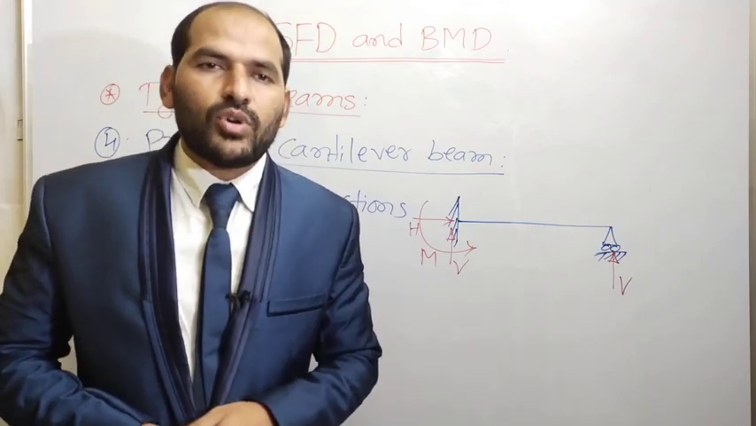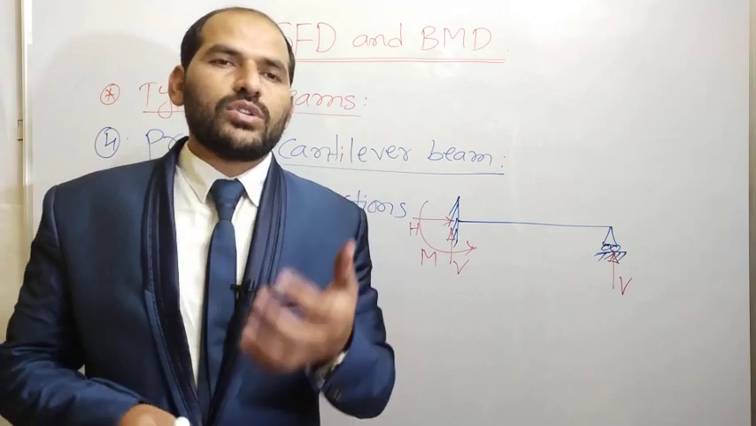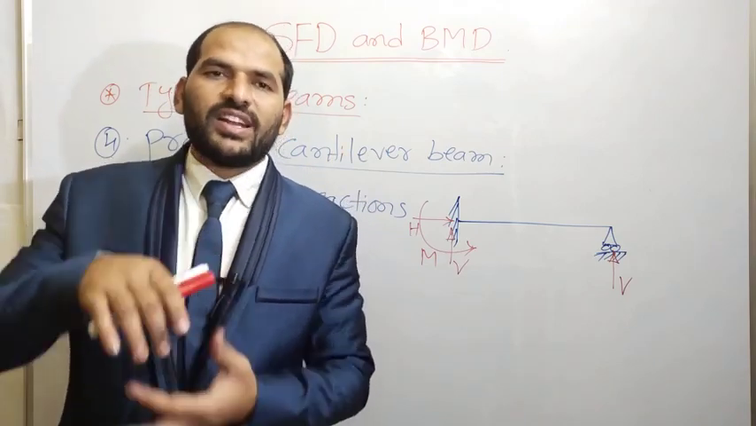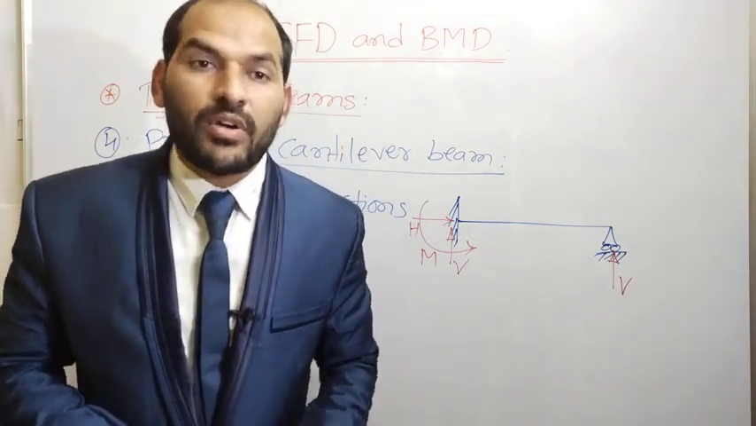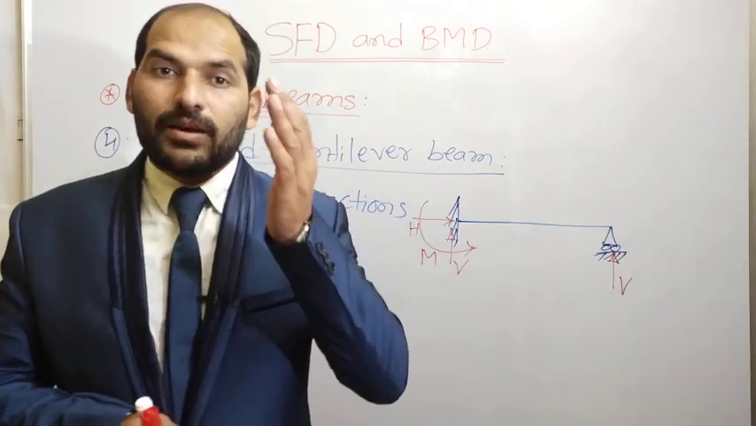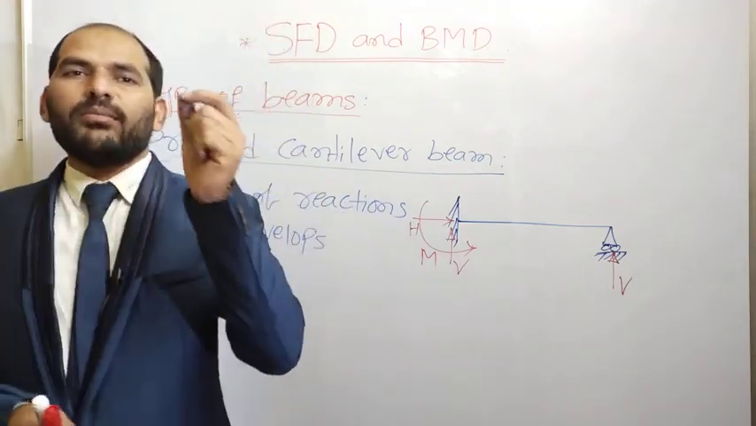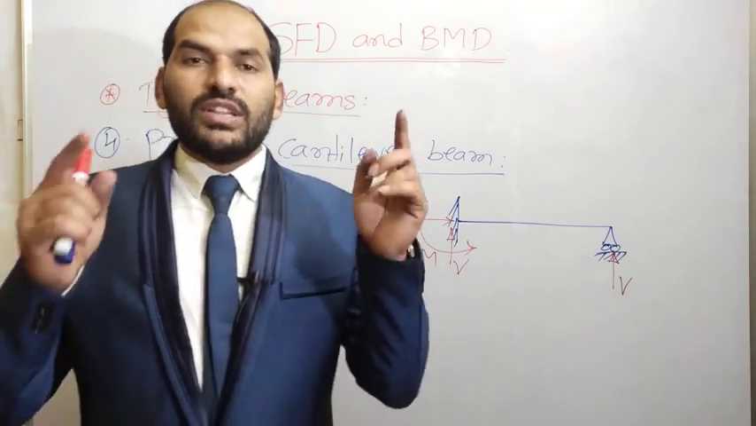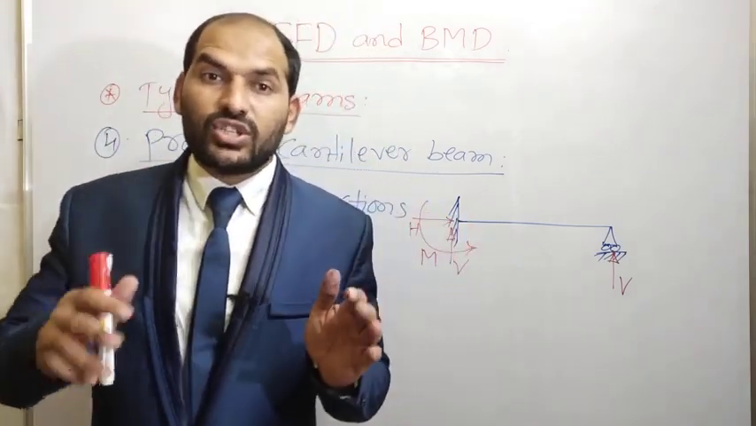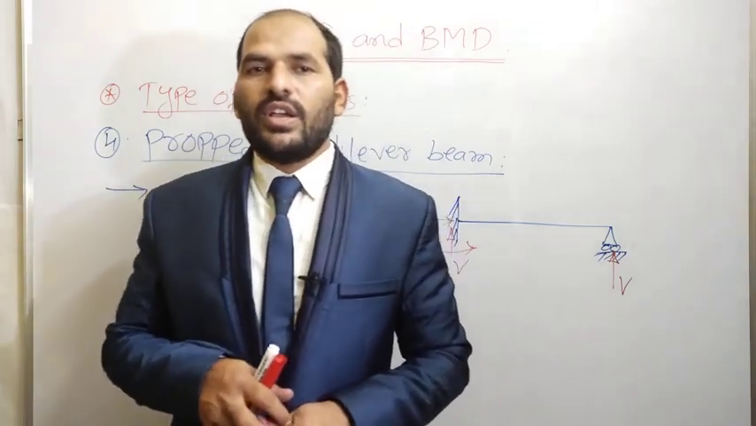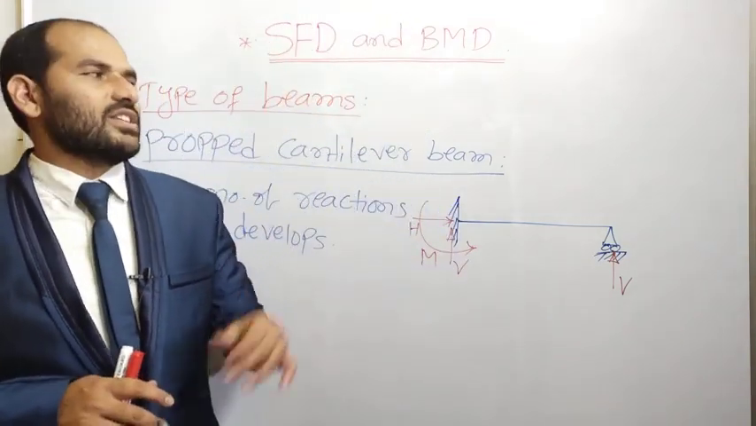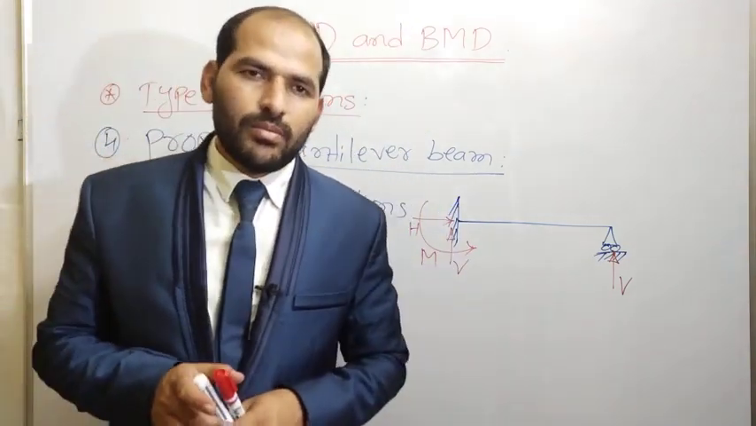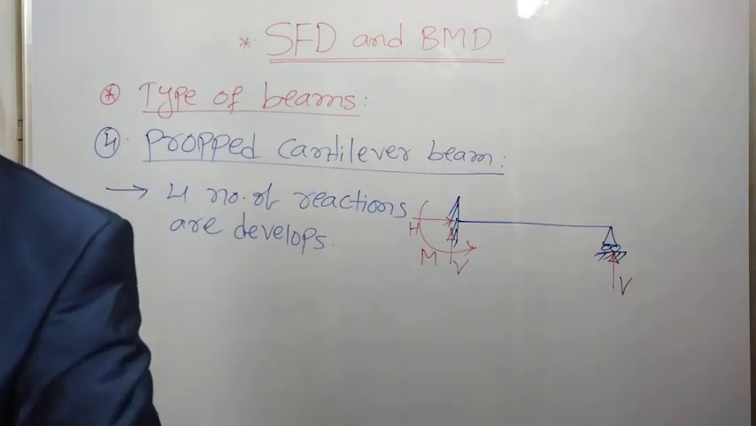What is the simply supported beam? A beam that simply rests on two supports is called a simply supported beam. The simply supported beam is used in bridges. Fixed and continuous beams are used in buildings. So these are the different types of beams.